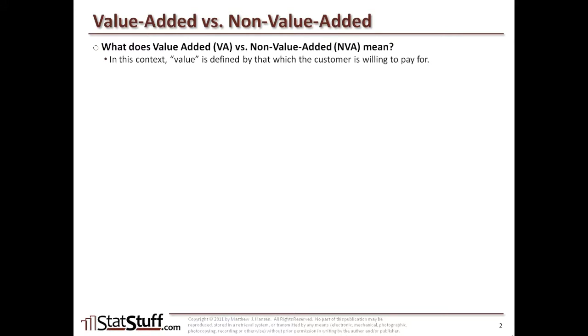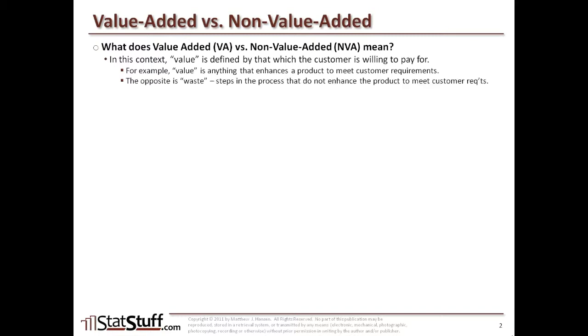Well, in this context, when we're talking about value, we're talking about that which the customer is willing to pay for. So as an example, value is anything that enhances the product or whatever's flowing through the process. It's enhanced to meet the customer's requirements. Now, the opposite is waste. That is, any step within the process that does not enhance the product or whatever's flowing through the process. It helps it not meet the customer's requirements.